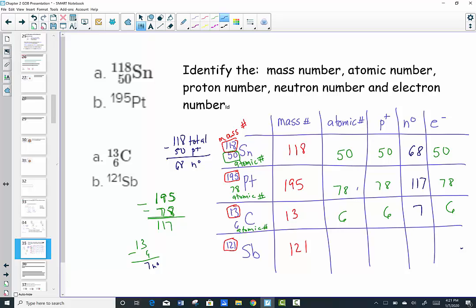And the last one, the element Sb. No atomic number given, but with the elemental symbol, we can find it on the periodic table. The element Sb is number 51. You see it on the chart? Number 51 is the atomic number. And so therefore, we know there's 51 protons and 51 electrons. 121 minus 51, and you subtract that with me, we get 70 neutrons.